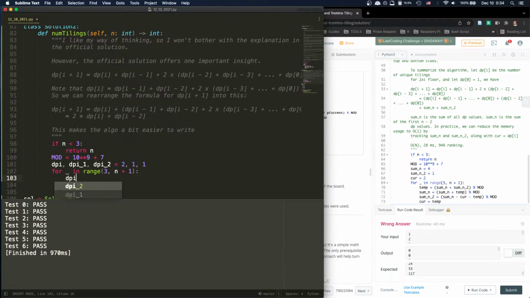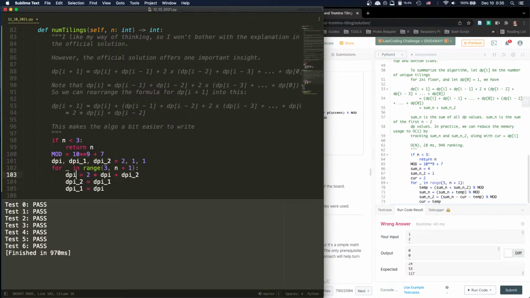So I can calculate dp i first. The new dp i will equal 2 times dp i plus dp i 2, right? And then we need to progress. How do we progress? So everyone move forward. So dp 2 needs to be dp 1, and dp 1 needs to be dp i, but dp i is already done. Therefore, we need to do this. dp 1 and dp 2 will equal this dp i and dp 1. I want to return dp i.